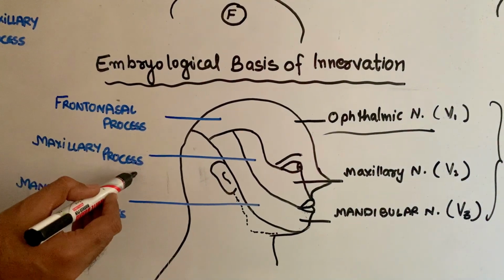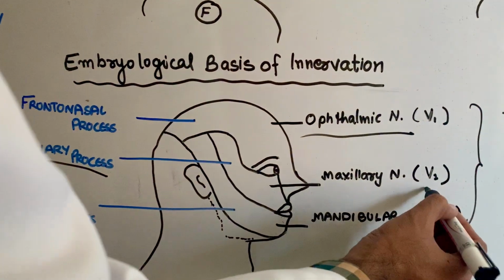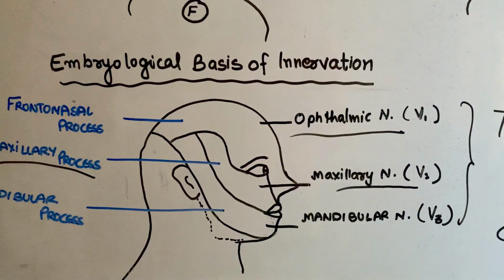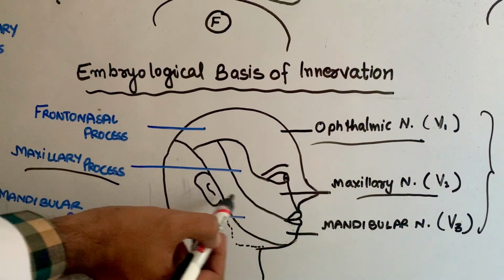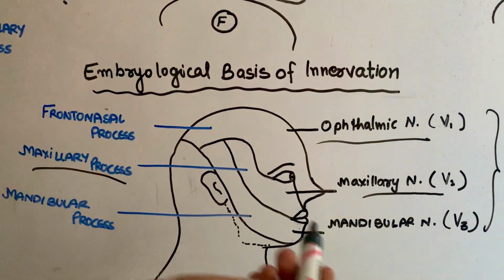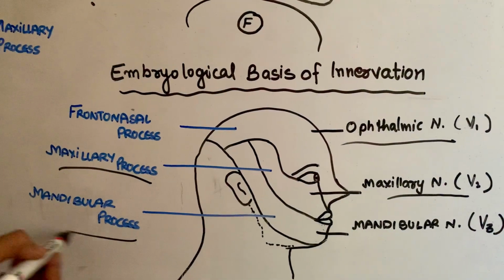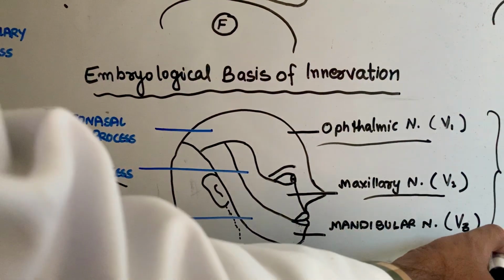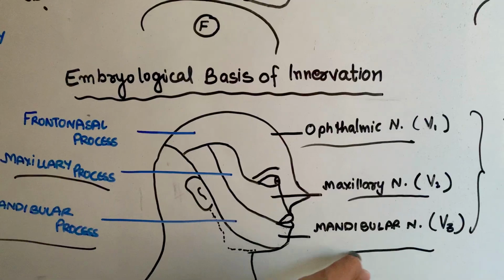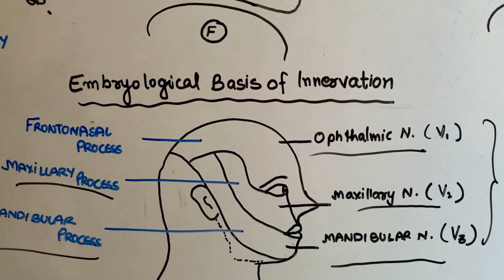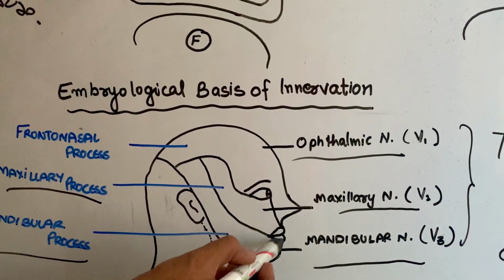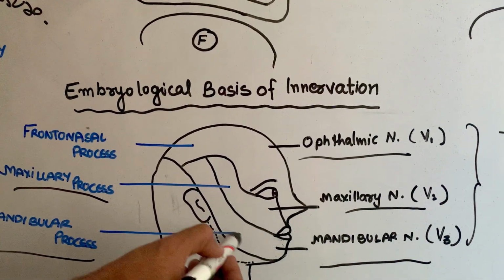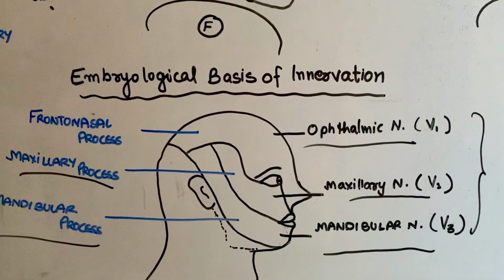The maxillary process is supplied by the maxillary branch of the fifth cranial nerve, which carries the part of your upper lip and the upper part of the cheek area. The mandibular process is innervated by the mandibular nerve, which is the third branch of the fifth cranial nerve, that is the trigeminal, and it supplies the lower lip along with the lower part of the cheek.